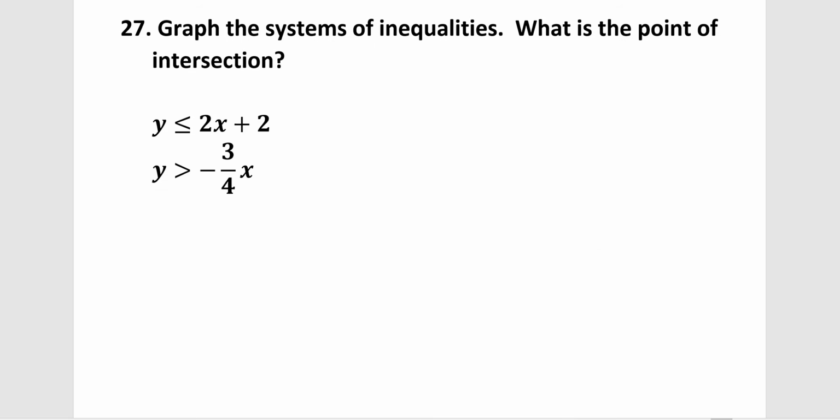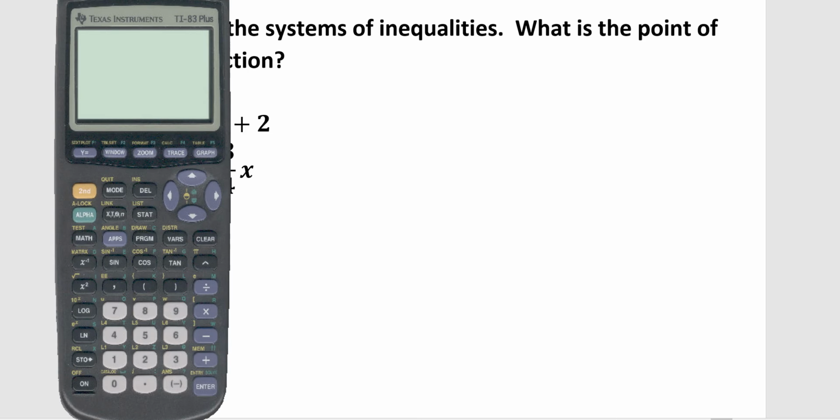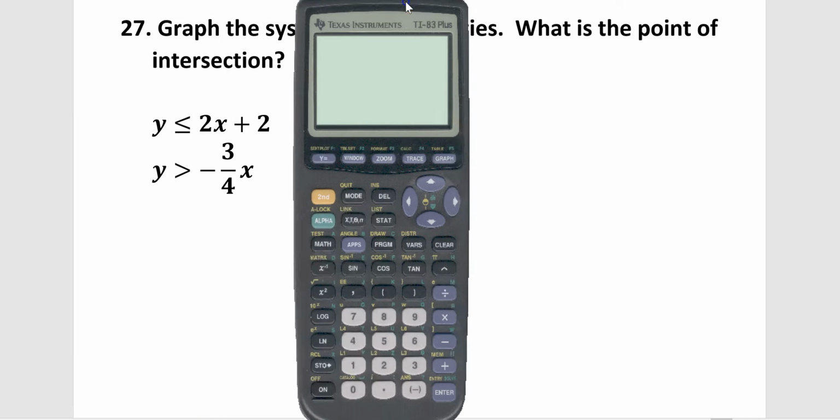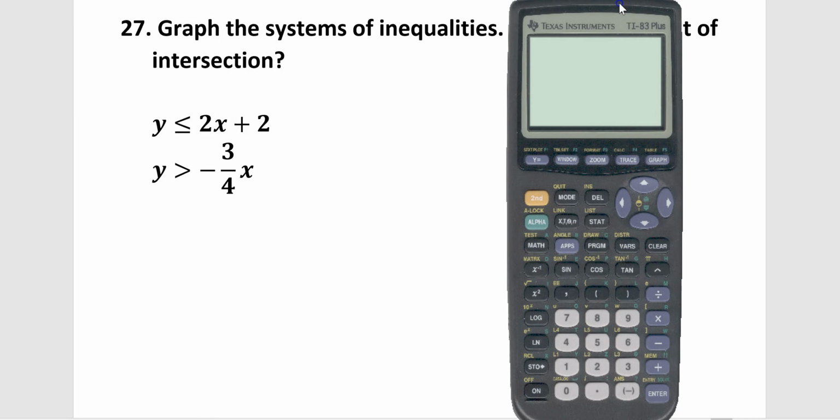For this problem, we're going to graph the system of inequalities, and then we're going to find out what the point of intersection is. And for this problem, it may be a decimal, so don't be thrown off with that. This is a very good one to use a calculator for. So I'm going to pull up my calculator. And I'm going to move it over here.